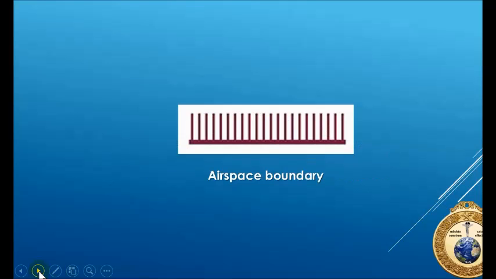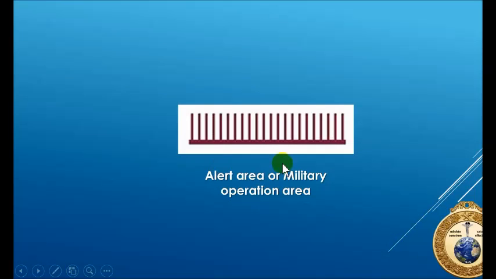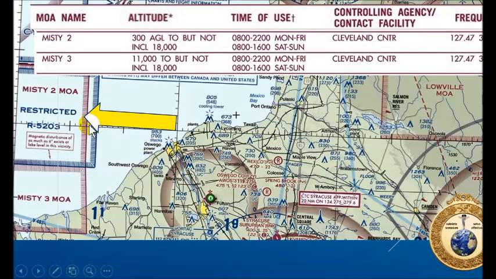Here's another airspace boundary, and this is pretty cool because we're looking at this as an alert area or military operations area. The military operations area here is depicted in the magenta or reddish color boundaries, but we have MISTI 3 MOA and MISTI 2 MOA, and then we have a restricted area which we're going to get into later. But the restricted area, we're not going to talk about MISTI 2.